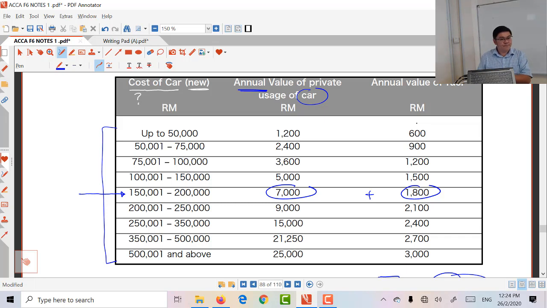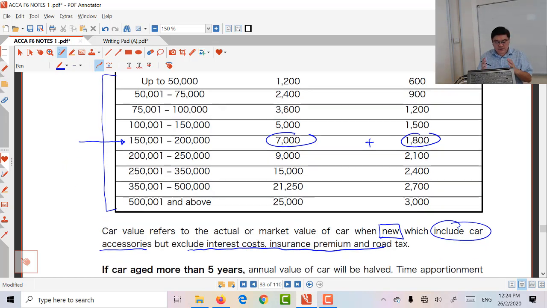Pick it up. And you see, it's so much cheaper. Your car is 180,000, and you only tax 7,000 a year. It's really cheap.